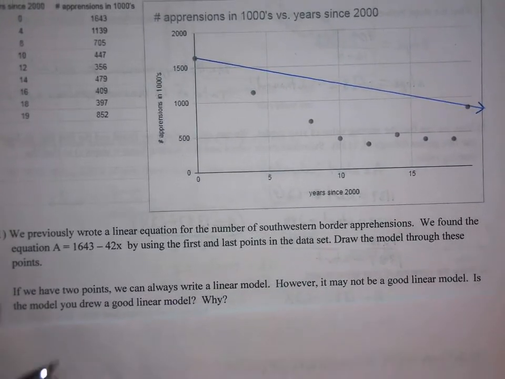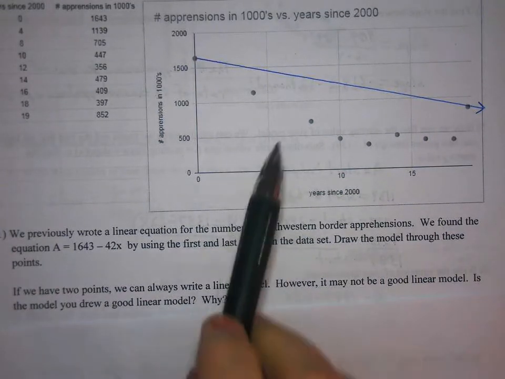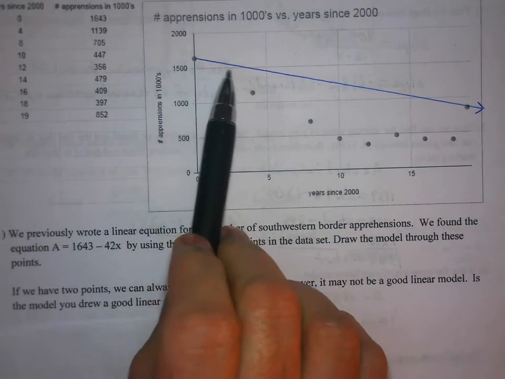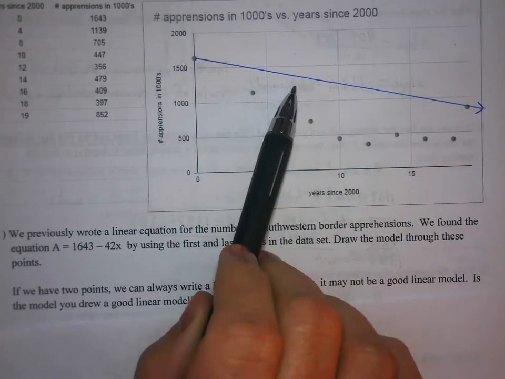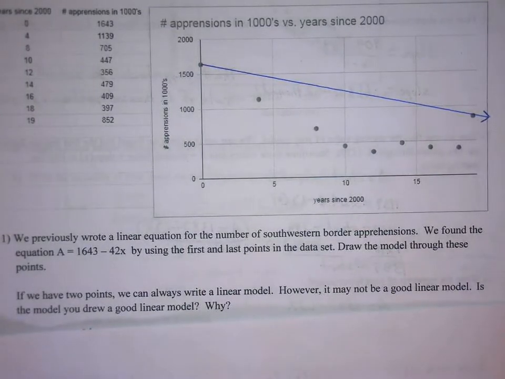If we have 2 points, we can always write a linear model. However, it may not be a good linear model. So is that model we drew a good model, and why? Well, we already talked about this. The linear model that goes through the first and last points is well above all the other points, so that is not a good model.